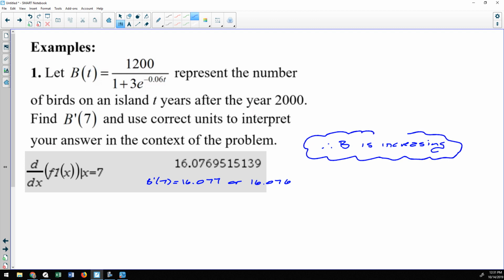But that's just kind of a basic thought process. That's not our answer, because that doesn't tell you anything about the context of the problem. If I go to somebody and say, hey, b is increasing, they wouldn't know what I'm talking about.